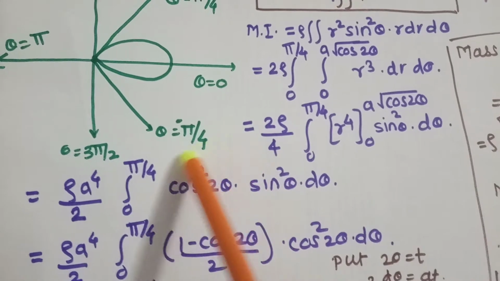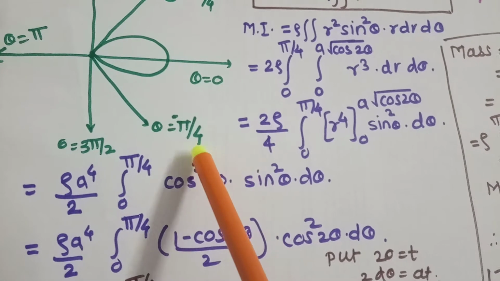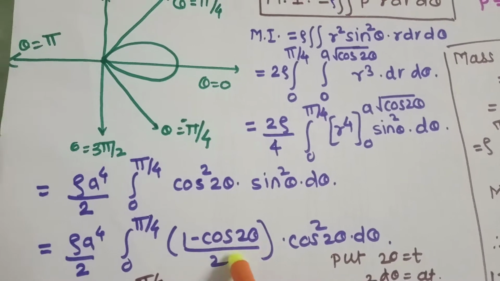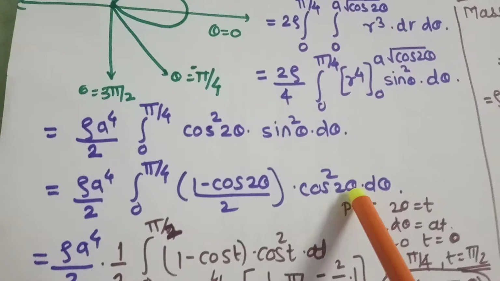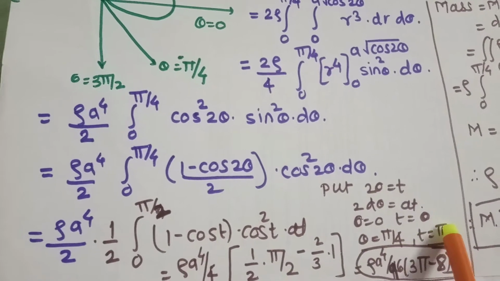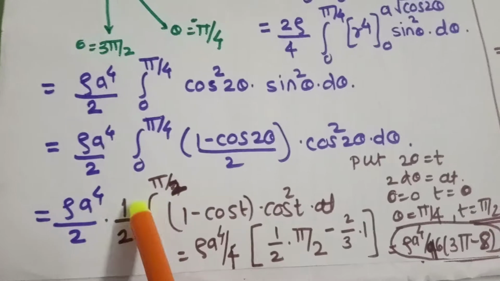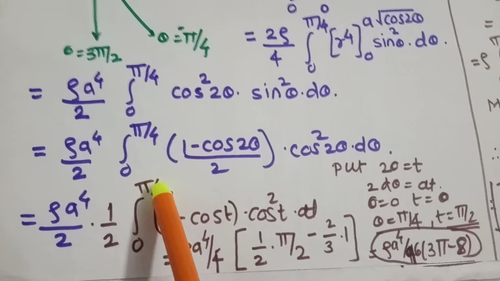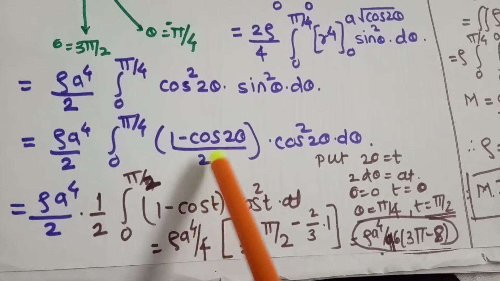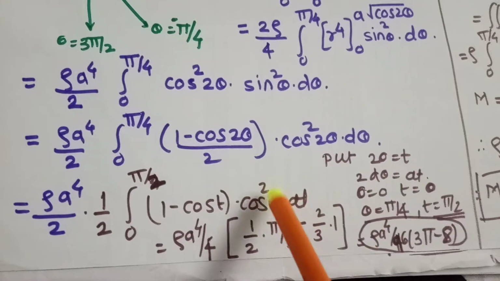Now we can put the value of sine square theta, that is, 1 minus cos 2 theta upon 2. Now we can put 2 theta equal to t and find the limits of t, and we have 1 by 2 integration 0 to pi by 2, because here t equals pi by 2. 1 minus cos t, again taking 2 outside, cos square t dt.